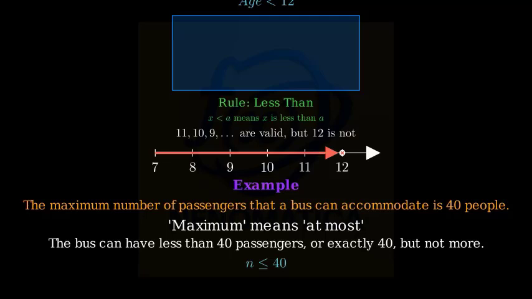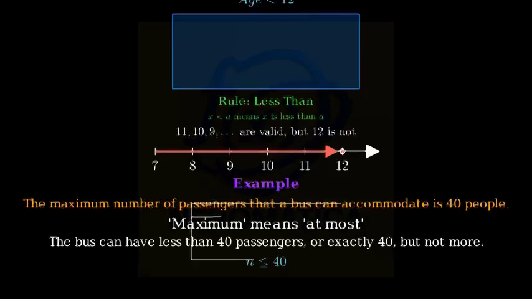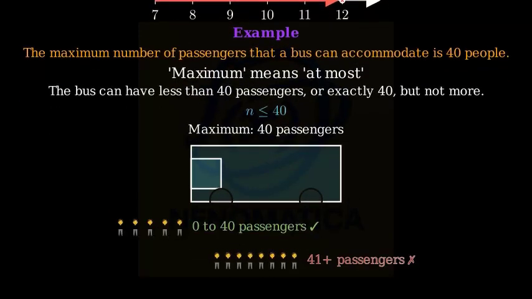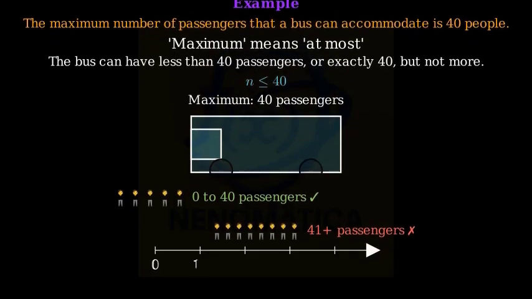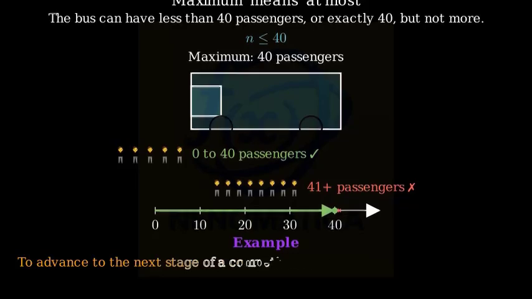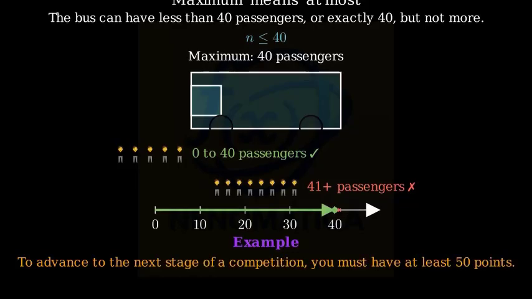Let's visualize this with a simple diagram. Here's our bus, which has a maximum capacity of 40 passengers. It can accommodate anywhere from 0 to 40 passengers, but not 41 or more. On a number line, we include all points from 0 up to and including 40. Let's move to our fourth example. To advance to the next stage of a competition, you must have at least 50 points.